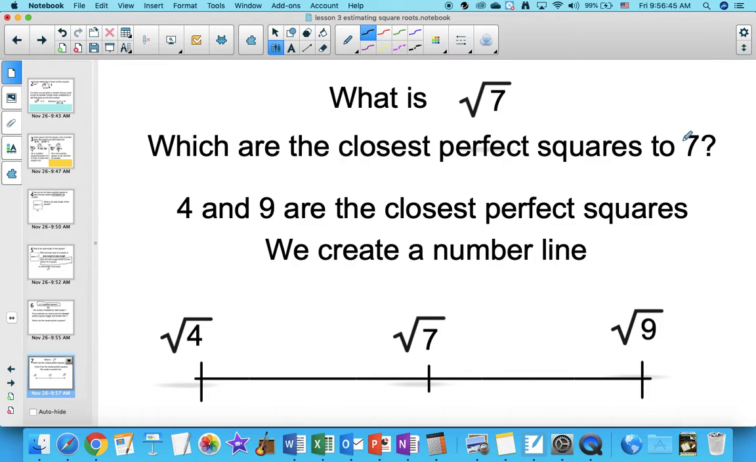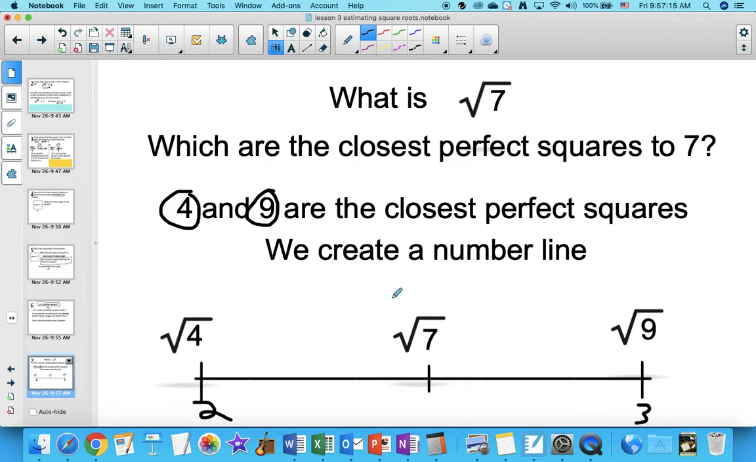Well, the two closest perfect squares, one that's lower is 4 and one that's higher is 9, right? We know that the square root of 4 is 2, and we know the square root of 9 is 3, right? So we write the square roots here, and we write the answers below. So now we know our answer should be between 2 and 3. Perfect. So we now have a number line, and we know it should be between 2 and 3, and we got to get a decimal.